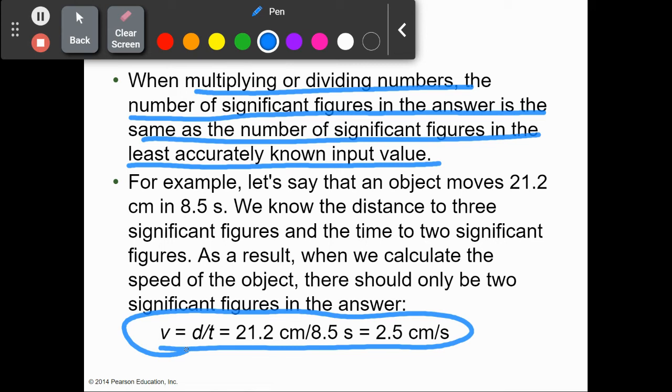So how many significant figures should this answer have? 2. 2, because which number has only 2 significant figures? Which of the 2 numbers, here and here, has only 2 significant figures? The 8.5. Okay? So that's 8.5. That means my answer can only have 2 significant figures. So I have to round to 2.5. Okay, does that make sense?